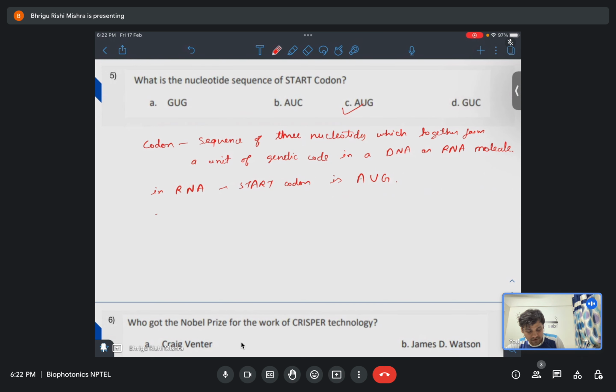Also, when it is happening in DNA, we don't have uracil, so it is ATG, that means thymine. So the start codon for DNA is ATG, and for RNA it is AUG.